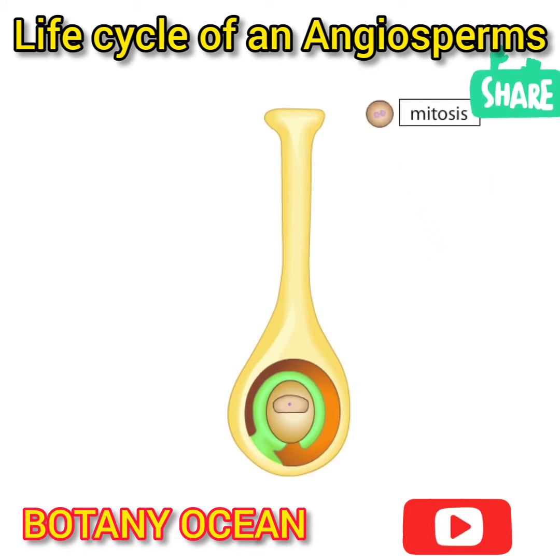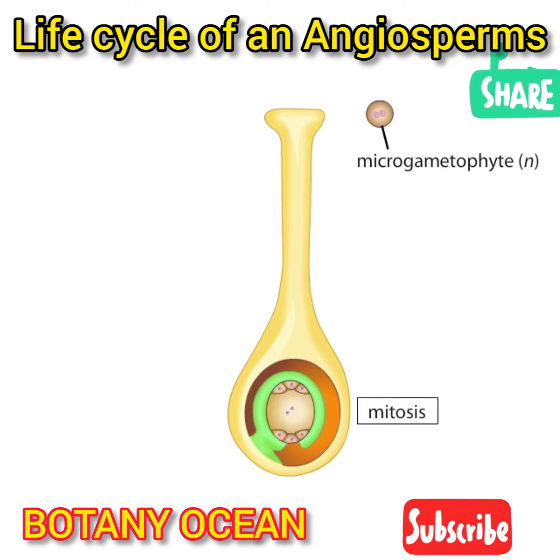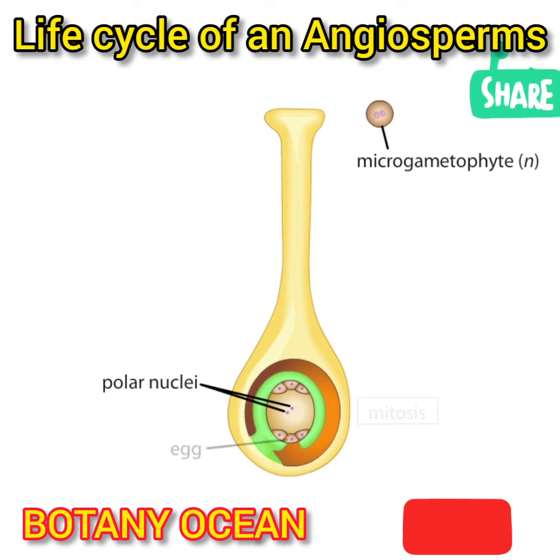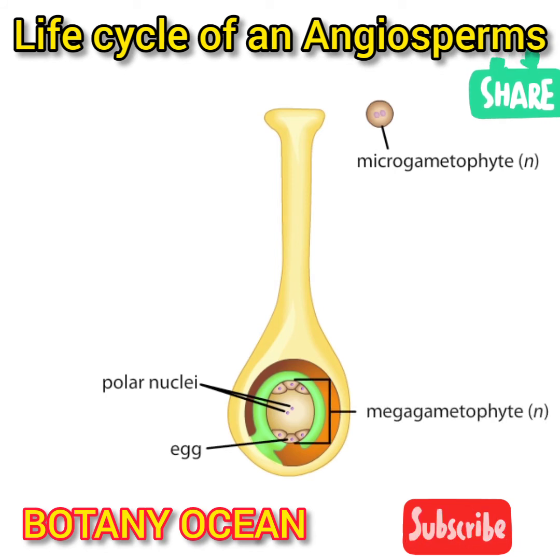A pollen grain is the haploid male gametophyte called a microgametophyte. The surviving megaspore divides by mitosis to produce 7 haploid cells. One large, centrally located cell contains 2 nuclei called polar nuclei. Another cell is the egg. The 7-celled structure makes up the female gametophyte called the megagametophyte.